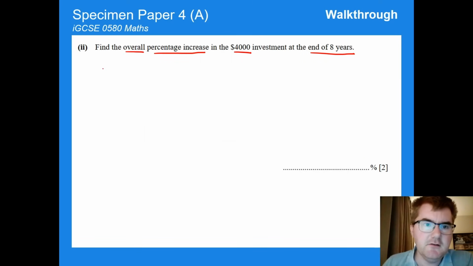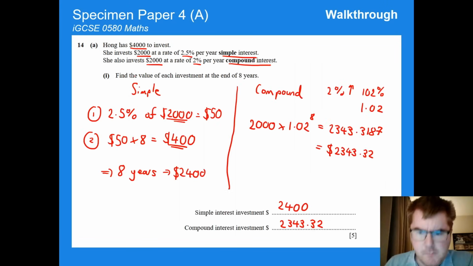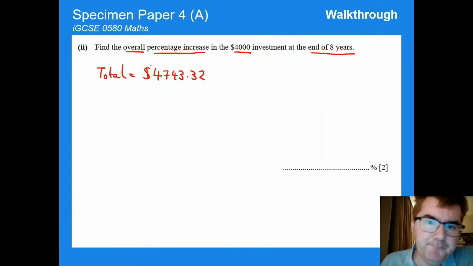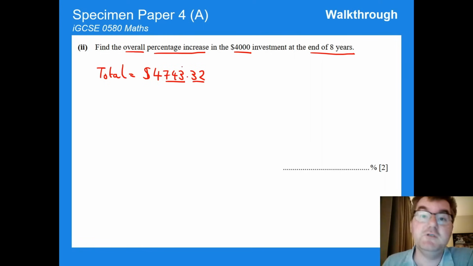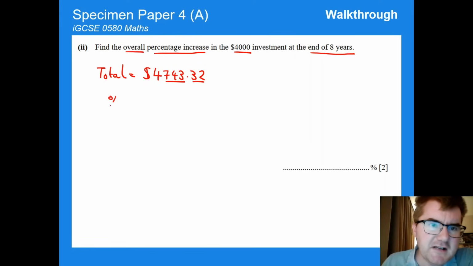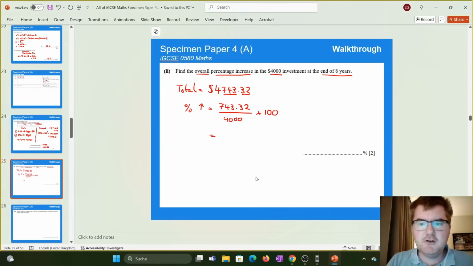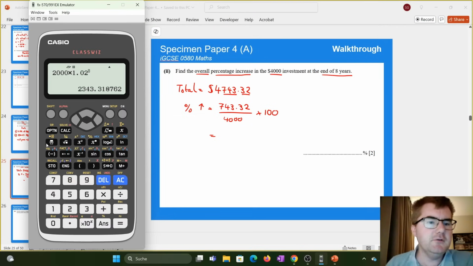So that gives us a total of 4,743.02, and we want to find the percentage increase of that. Well, the difference between our initial investment and this is just this part here, so 743. So a percentage increase is going to be 743.32 divided by the initial amount, so 4,000, and then we times by 100. Again, a formula you just need to learn off by heart, and not given usually on the formula sheet, but is important to be aware of.